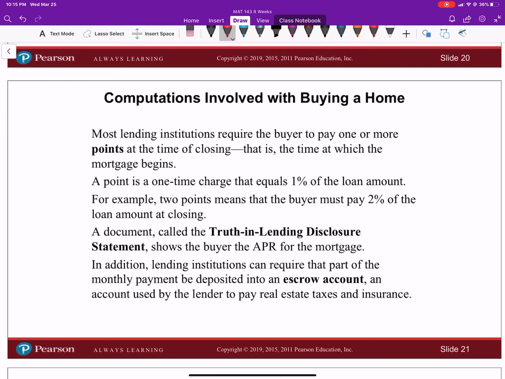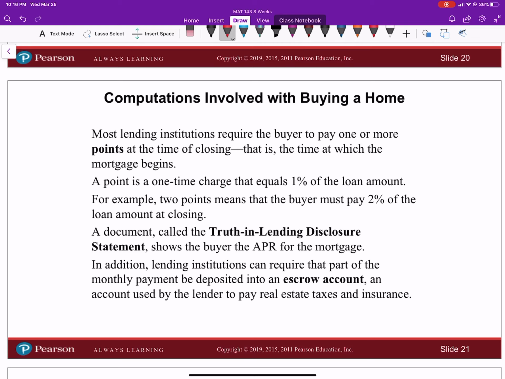So, computation involved with buying a home. Most lending institutions require the buyer to pay one or more points at the time of closing. That is the time at which the mortgage begins. A point is a one-time charge that equals 1% of the loan amount. For example, 2 points means the buyer has to pay 2% of the loan amount at closing. A document called the Truth in Lending Disclosure Statement shows the buyer the APR for the mortgage.